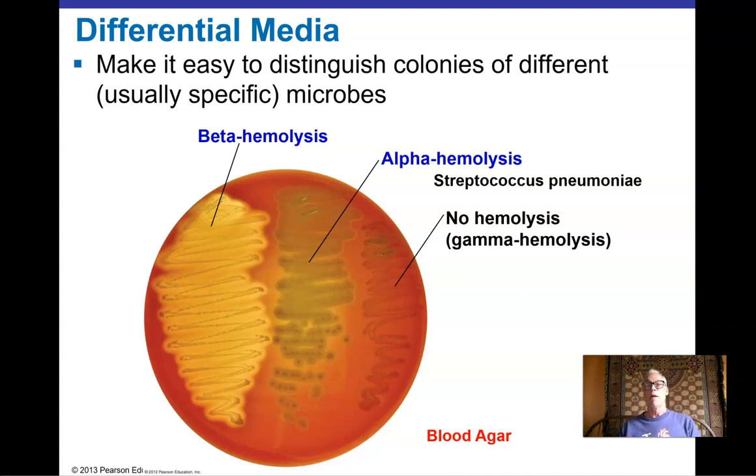Streptococcus pneumoniae, a bacterium that causes pneumonia, as you see in the name, and can also cause some other diseases, is alpha hemolytic, whereas Streptococcus pyogenes, which causes a whole bunch of different infections, is beta hemolytic. So that's one way of distinguishing those two from each other.